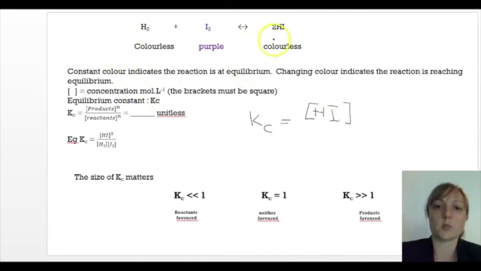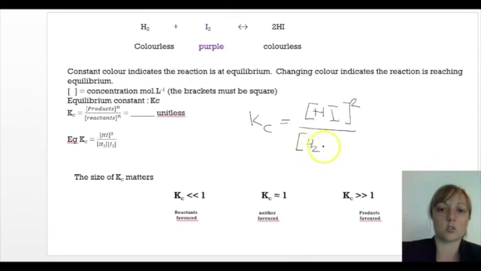But the important part is we also need to consider the number in front. So if there's a number in front, so in this case the number of moles is 2, so we put it to the power of 2, divide by the concentration of the reactants. So H2 times I2. Now, because the number of moles in front of both of these is 1, we don't need to write a power. We could write to the power of 1, but it doesn't make any sense to do that, so we leave it as is. So the size of Kc is important.